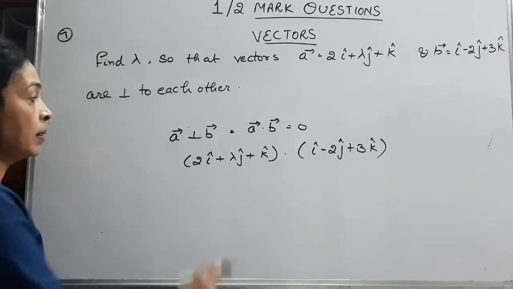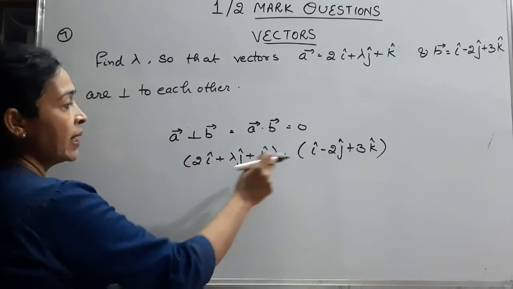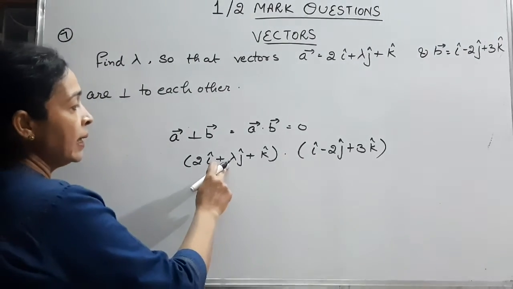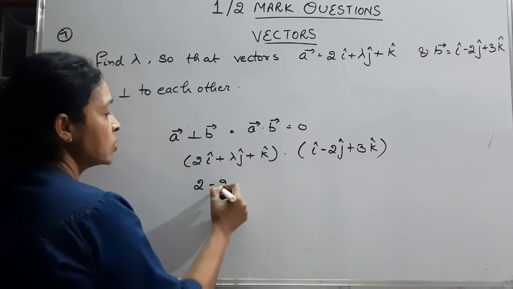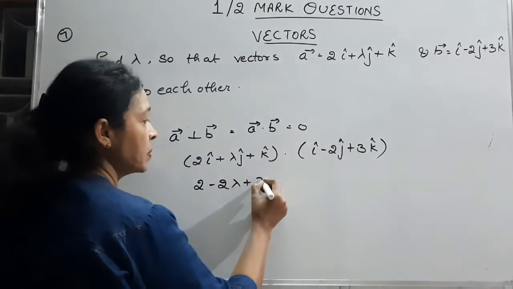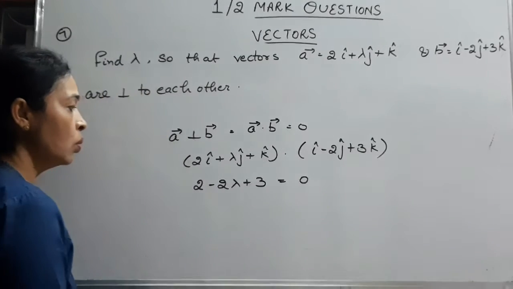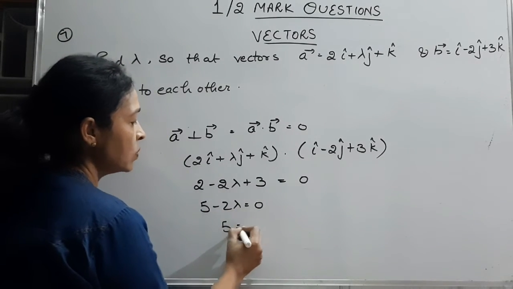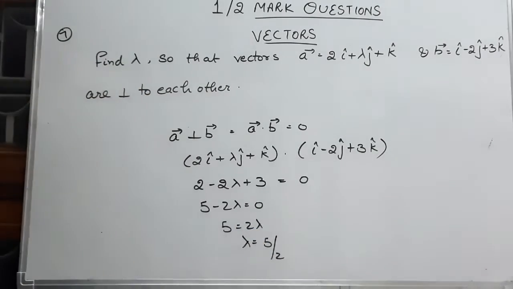i dot i is 1, i dot j is 0, i dot k is 0. We have 2i cap into i cap, 2, since i dot i is 1. Lambda j cap into minus 2j cap, we have minus 2 lambda. Plus k cap into 3k cap is 3, since k dot k is 1. This is equal to 0. 5 minus 2 lambda is equal to 0. 5 equals 2 lambda, and lambda is 5 by 2.